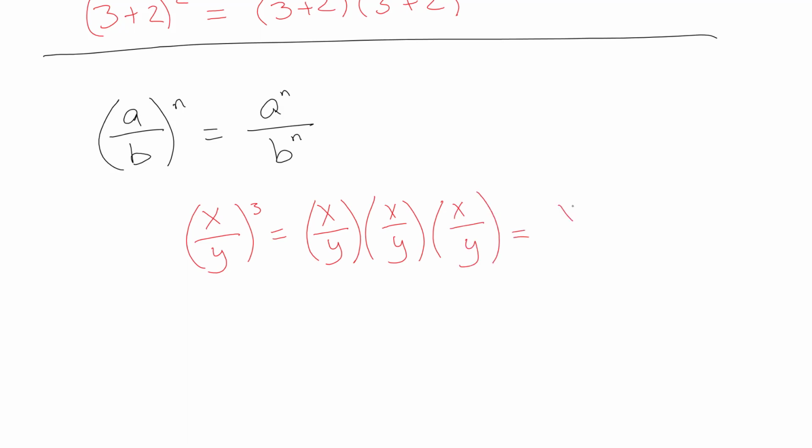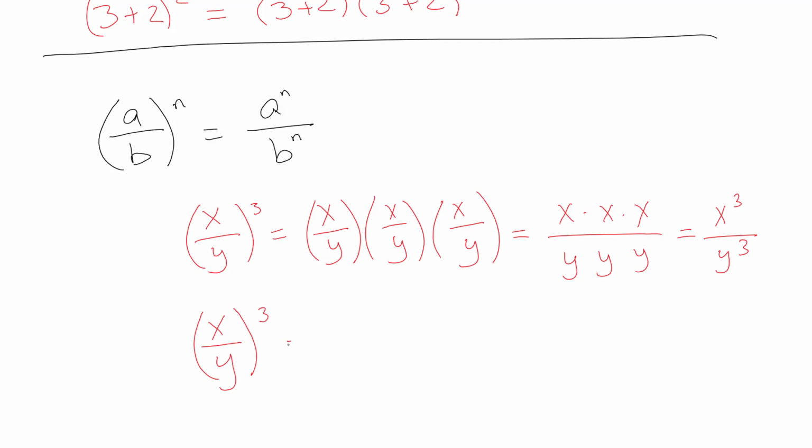All right, I can combine all those to x times x times x over y times y times y, which is x cubed over y cubed. So again, the idea would be to go straight from here to say x over y, quantity cubed, is going to be x cubed over y cubed. All right, so that's kind of what you're looking at there.